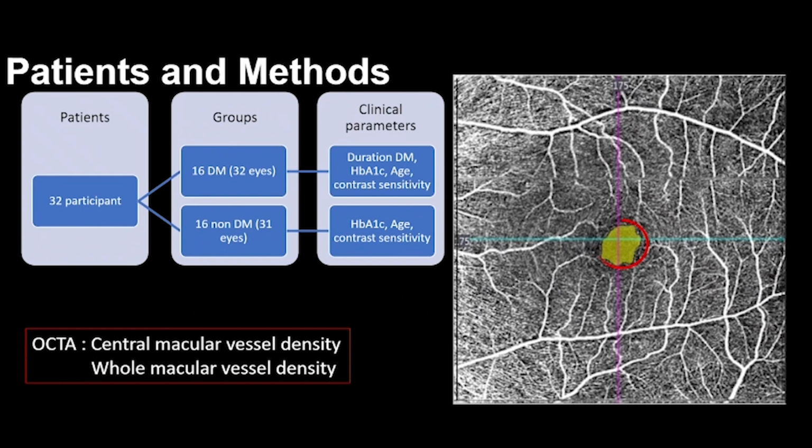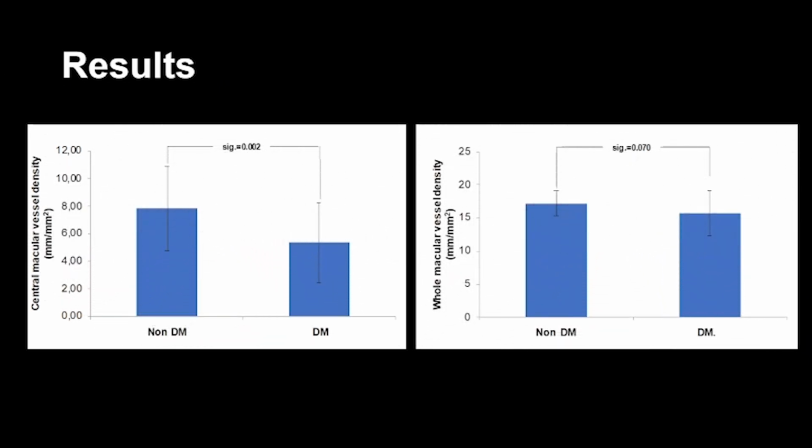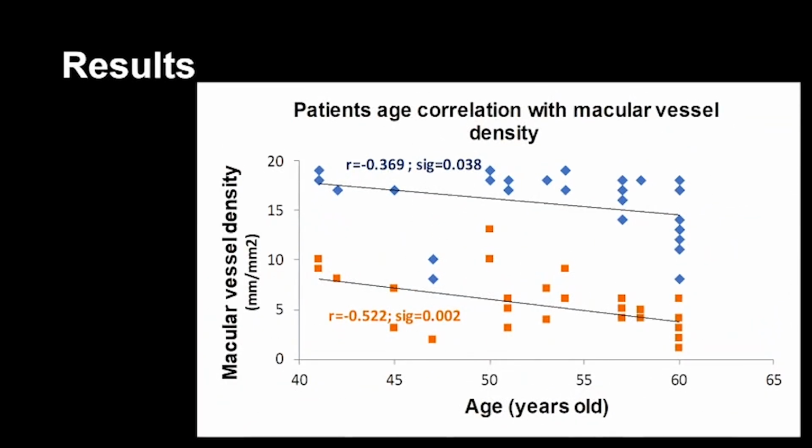We correlated the clinical parameters, such as age, HbA1c values, disease duration, and contrast sensitivity to central and whole macular vessel density using OCT angiography. We found central macular vessel density in the diabetic group was significantly lower than in healthy participants. The whole macular vessel density was also lower in the diabetes group than in the healthy group, but the difference was not statistically significant. The age of diabetes patients correlated with central and whole macular vessel density.